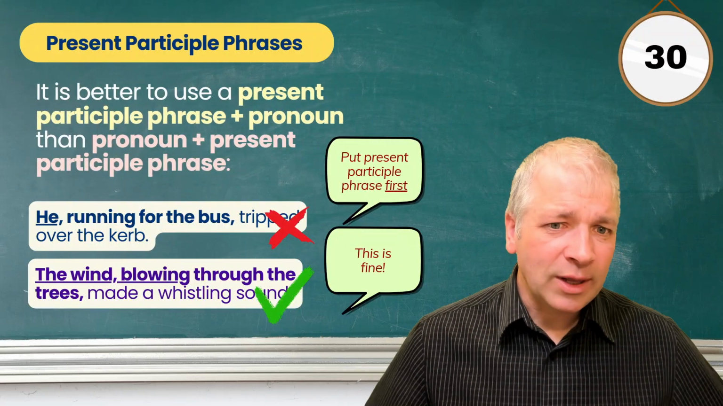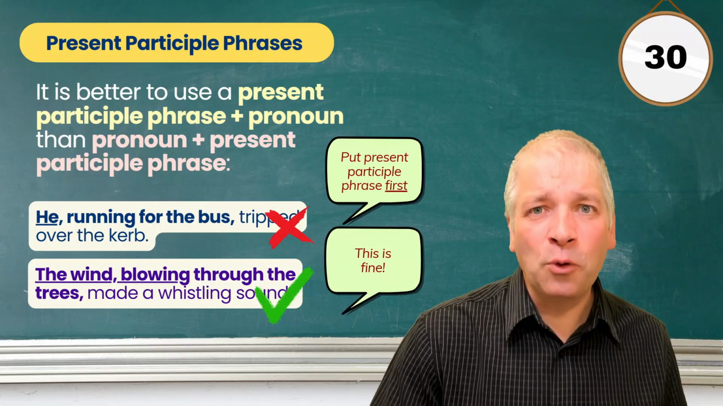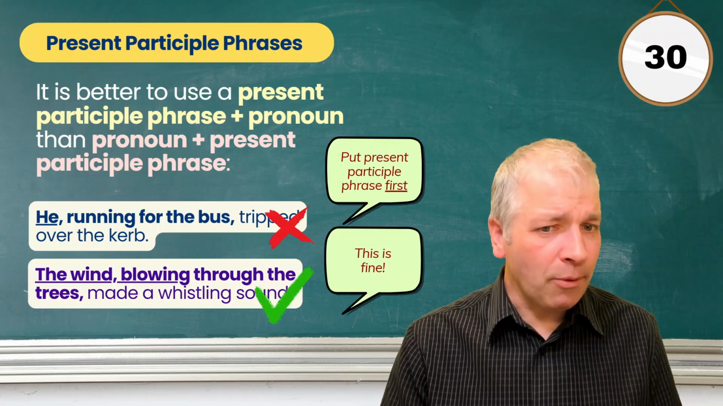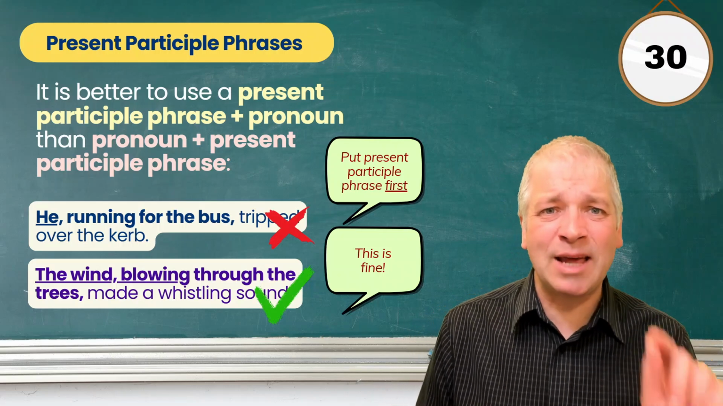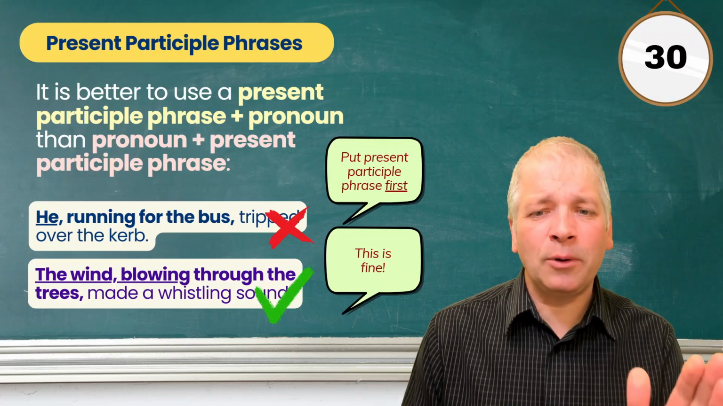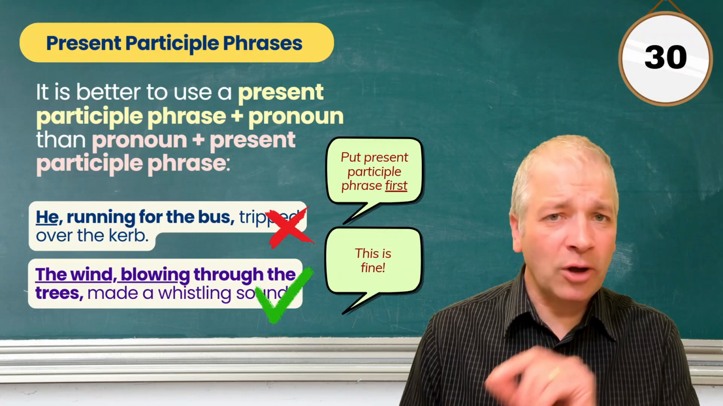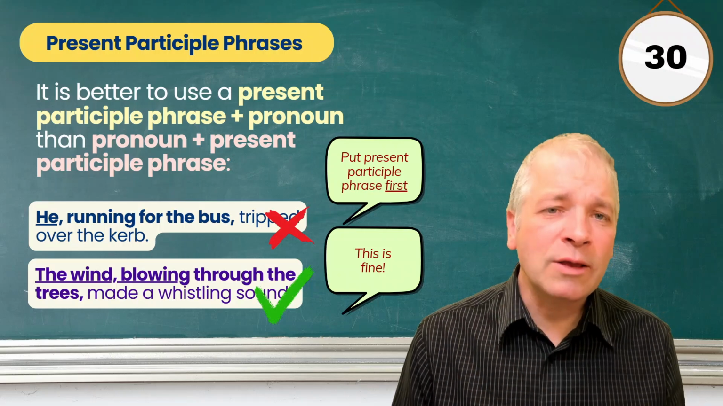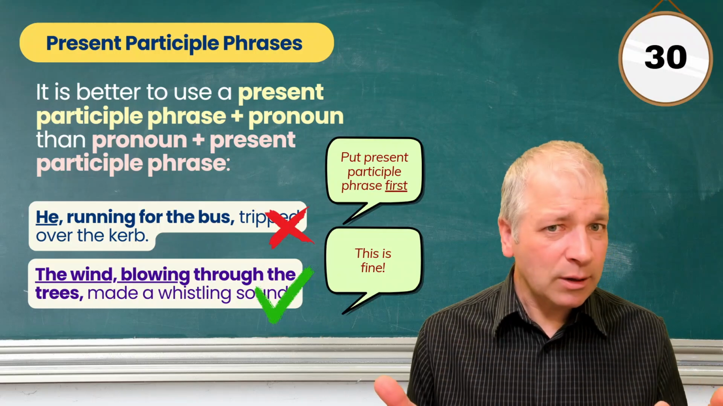Something important to note here is it is better to use a present participle phrase before a pronoun rather than the pronoun and then the present participle phrase afterwards, because sometimes it doesn't work. The first example here doesn't work. "He, running for the bus, tripped over the curb" is not a way that we would normally express this sentence. The second one is fine though.